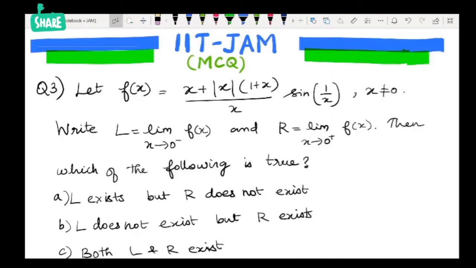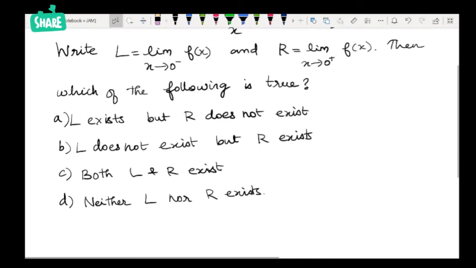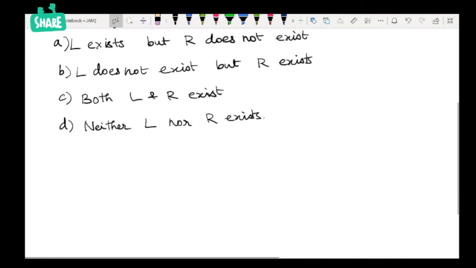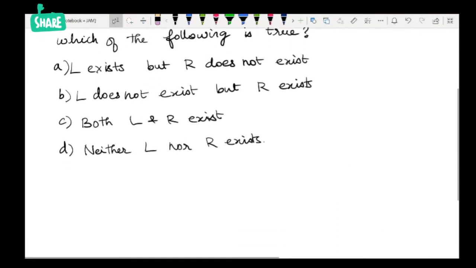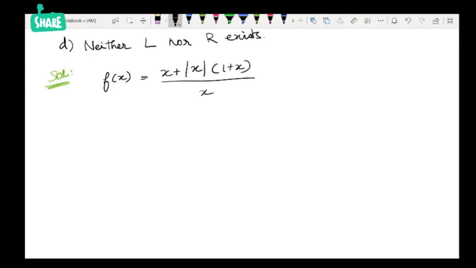So next question, we have a function f of x. We need to find the left limit and the right limit, and we need to say which one exists, which one does not, or whether both exist or not. So let's get started. The function given is f of x is equal to x plus mod x into 1 plus x, divided by x, times sine 1 by x, where x is not equal to 0.